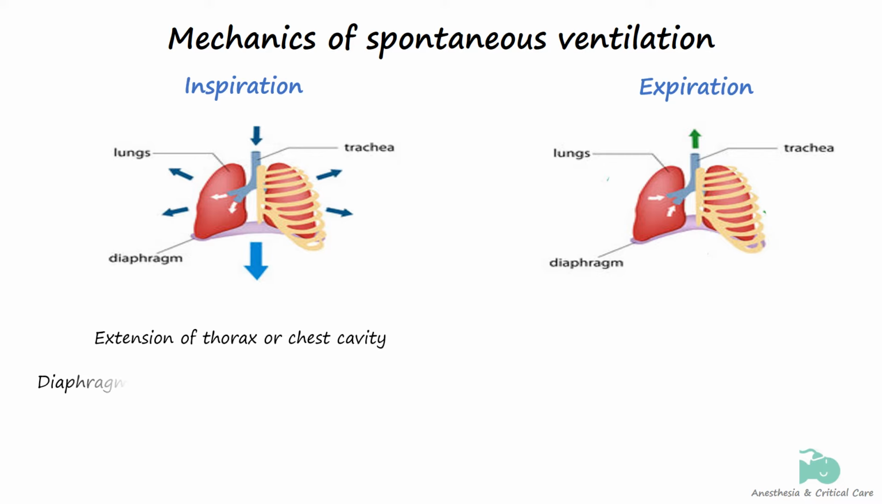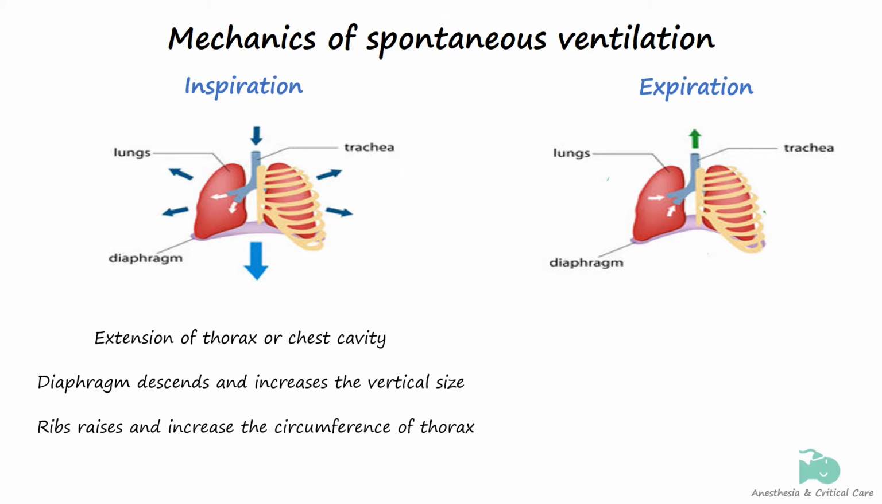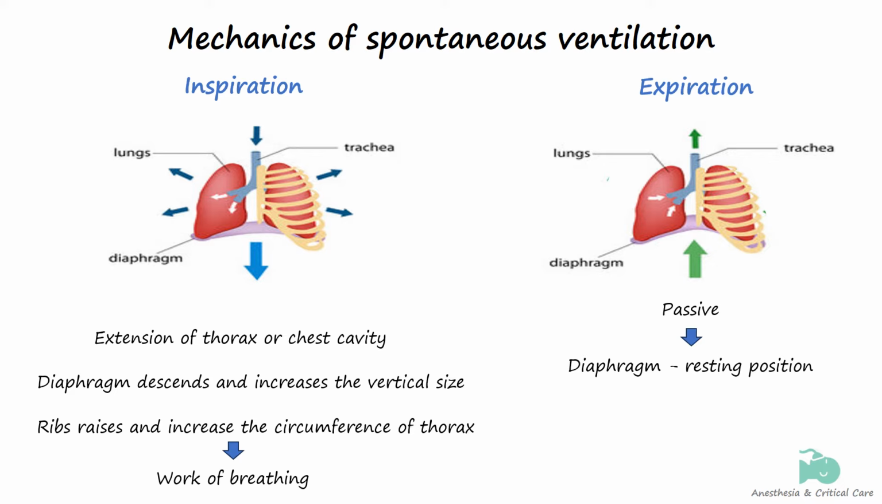diaphragm descends and increases the vertical size of the chest cavity. The external intercostal muscles contract and raise the ribs, thereby increasing the circumference of the thorax. The activity of these muscles represent the work of breathing. Exhalation is a passive process and doesn't require any work. The muscles involved in inspiration relax, the diaphragm relaxes and moves upwards to its resting position, and the ribs return to their normal position. The volume of the thoracic cavity decreases and the air is forced out of alveoli.